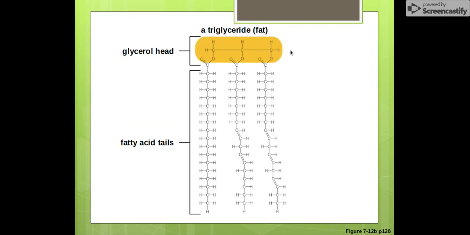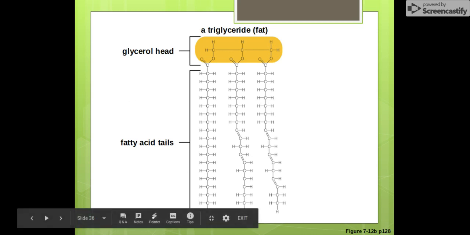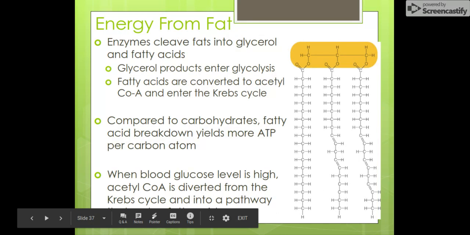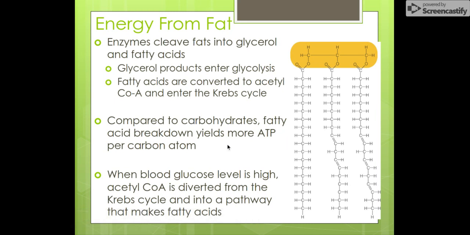So here we have our fat, our glycerol head, which we break off. That can go be modified directly into pyruvate, go through glycolysis. Then our fatty acid tails, these chains will be modified and go into the Krebs cycle. And in between each of these bonds, there's a lot of energy. Okay, so we've got a lot of energy stored in fats. Compared to carbohydrates, fatty acid breakdown yields more ATP per carbon atom.